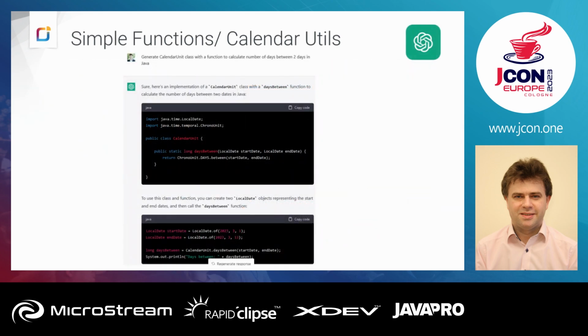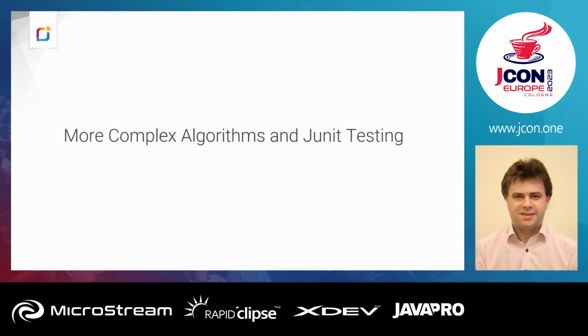Interestingly enough, when I asked ChatGPT, and it was even the older version, not even this 4, to generate a calendar unit class with a function to calculate the number of days between two dates, it generated directly what I wanted. Exactly, without any imports, the complete code for this class with the exact stuff. So I would say it's a bit amazing.